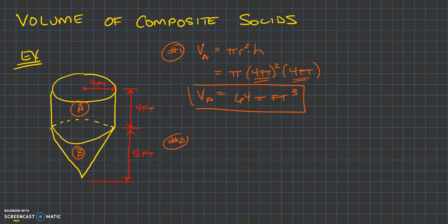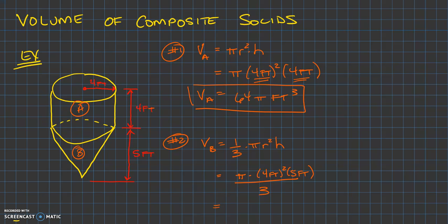Step number 2, and again, as in my previous videos, I'm perfectly fine with you leaving pi in the answer. I'm looking for the volume of B. Well, what shape is B? It is a cone. And hopefully you recall that the volume of a cone is 1/3 the volume of a cylinder. So that's going to be 1/3 pi r squared h. I like to put it all over a fraction, so let's move that 3 down below. I'm going to start with my pi and leave it there. The radius is the same, also 4 feet. We're going to square that, and then the height in this one is 5 feet.